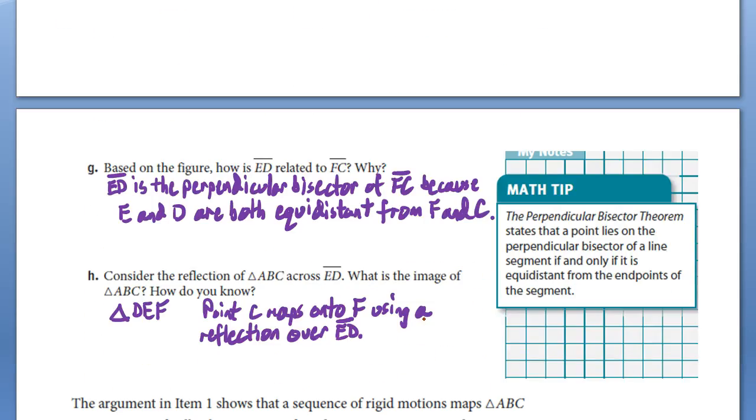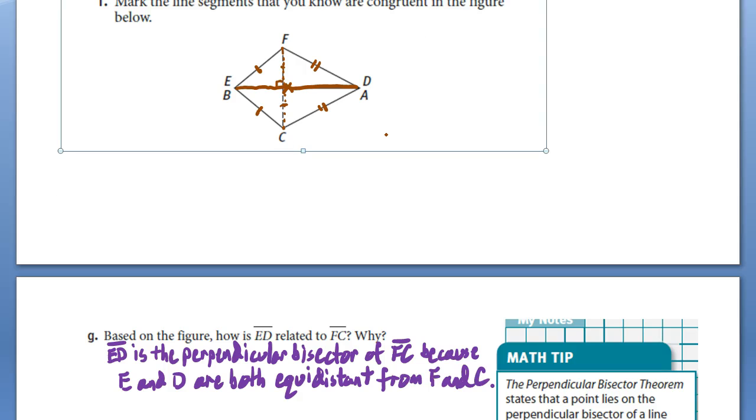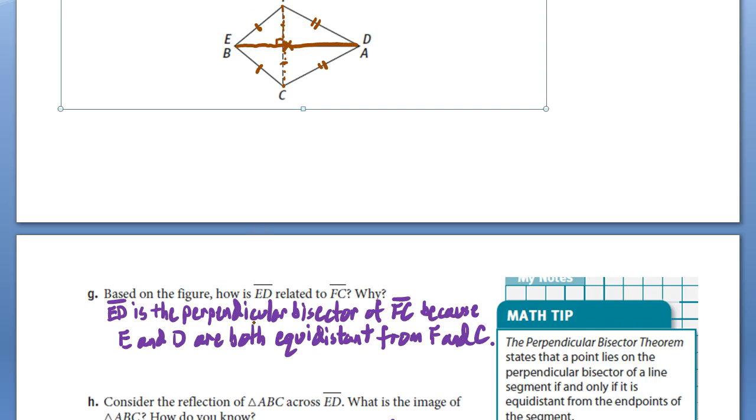Question G, based on the figure, how is segment ED related to segment FC? ED runs across here, and FC is running vertically like this. These are crossing at a 90-degree angle, and it's being split into equal parts right there. So segment ED is the perpendicular bisector of segment FC. I know that because E and D are equidistant from F and C.